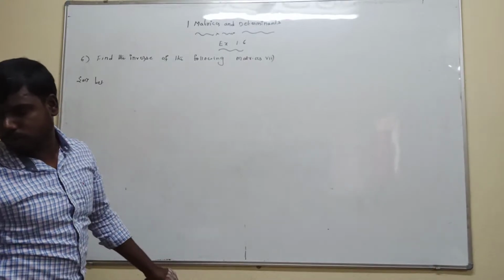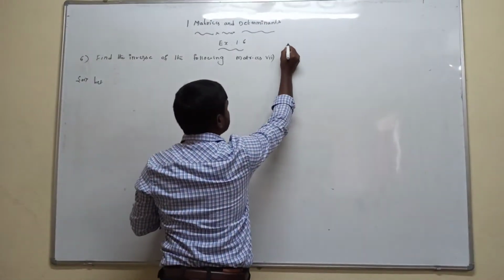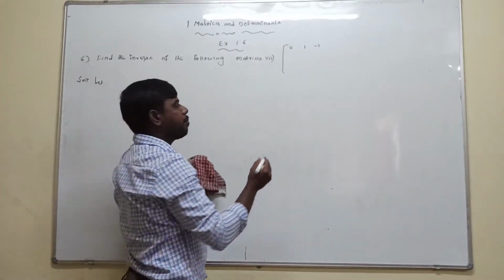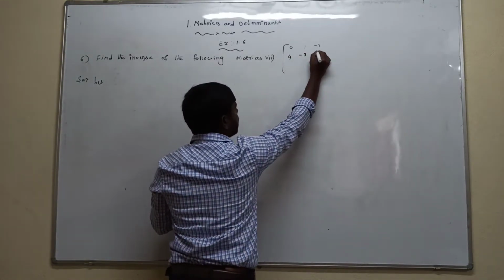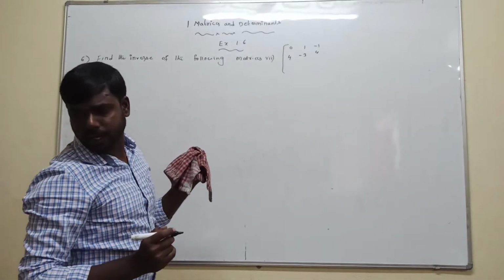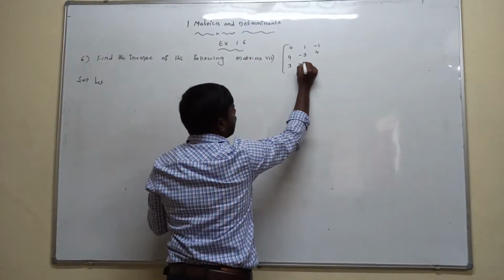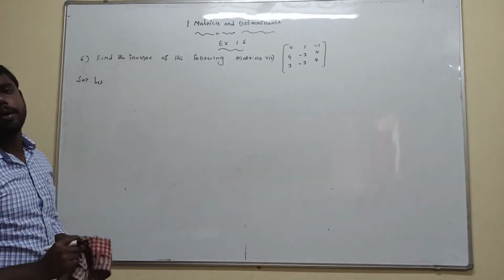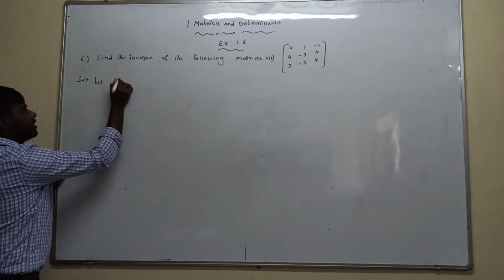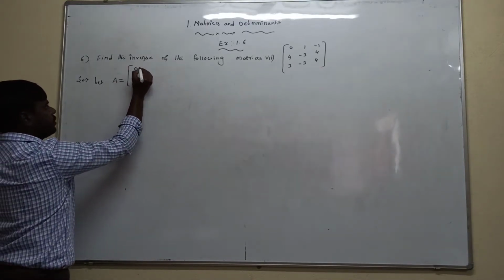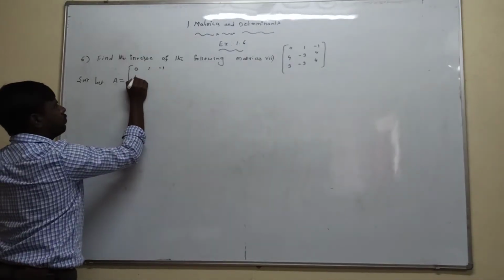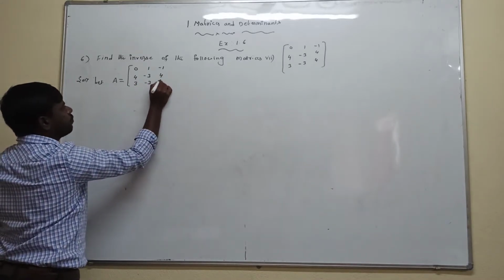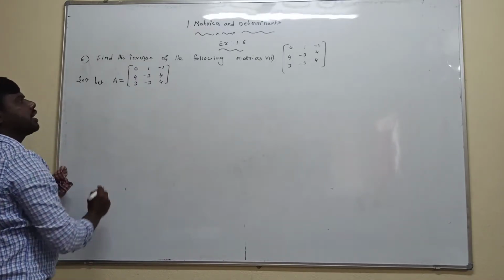The Roman number 7 question: the given matrix is 0, 1, minus 1, 4, minus 3, 4, 3, minus 3, 4. This is the given matrix. We need to calculate the inverse of the matrix. See the solution. Let us consider capital A equal to 0, 1, minus 1, 4, minus 3, 4, 3, minus 3, 4. This is the given matrix, considered as capital A.